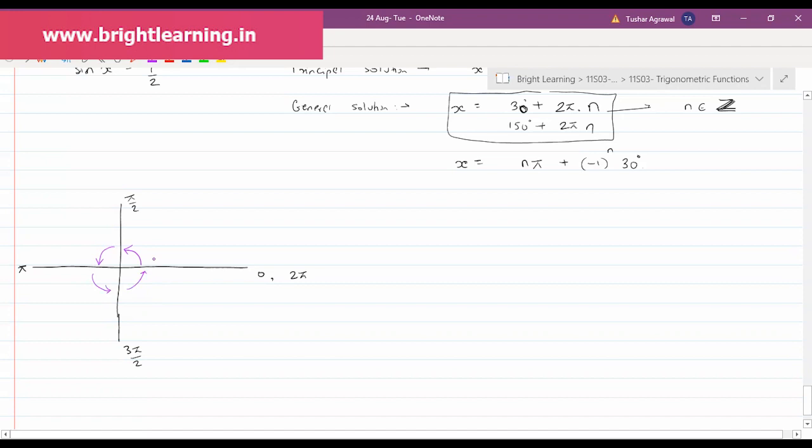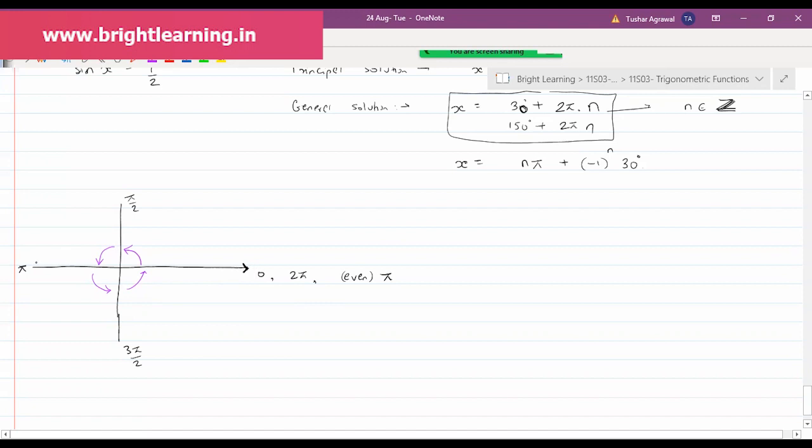Okay. Now after this, if I tell you any even multiple of pi, can you see that an even multiple of pi will always land on the positive x-axis?